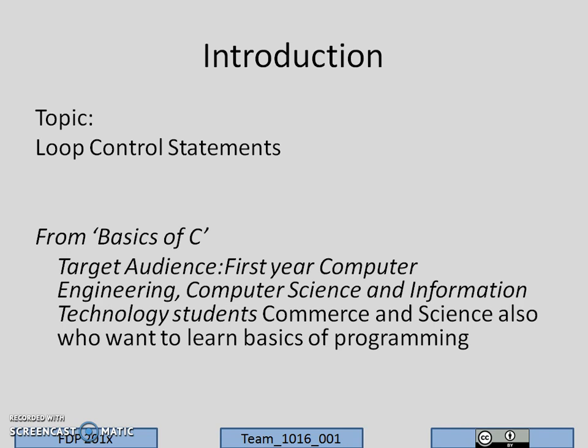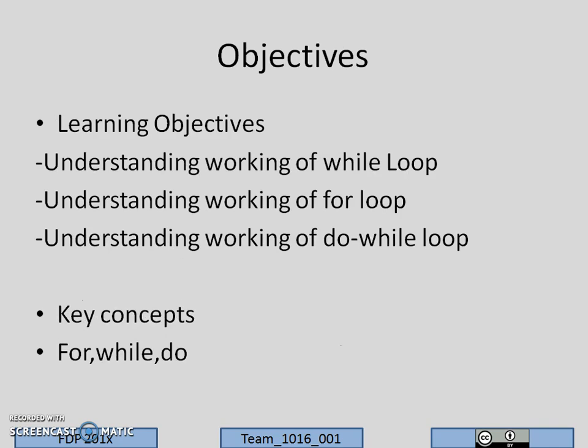How many types of loops are there in C language? Pause for some time and write your answer in your notebook. Yes, there are three types of loops. That is while loop, for loop and do while loop. We will see these three loops one by one.